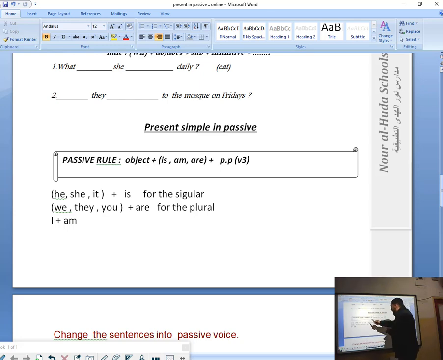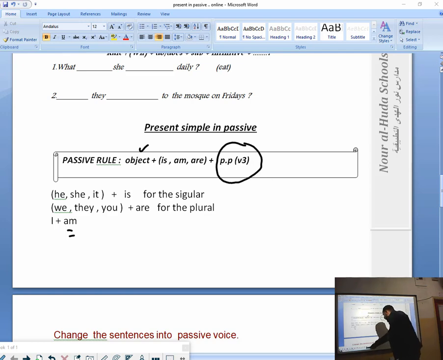Instead of the subject, we start with the object first, and after the object comes is, am or are. Is is for the singular, just like he, she, and it. Are is for the plural, just like we, they, and you, and I, we use with am. All of us know that. So the present simple passive rule will be object plus is, am, are plus PP. It means verb 3, the third verb of the infinitive.